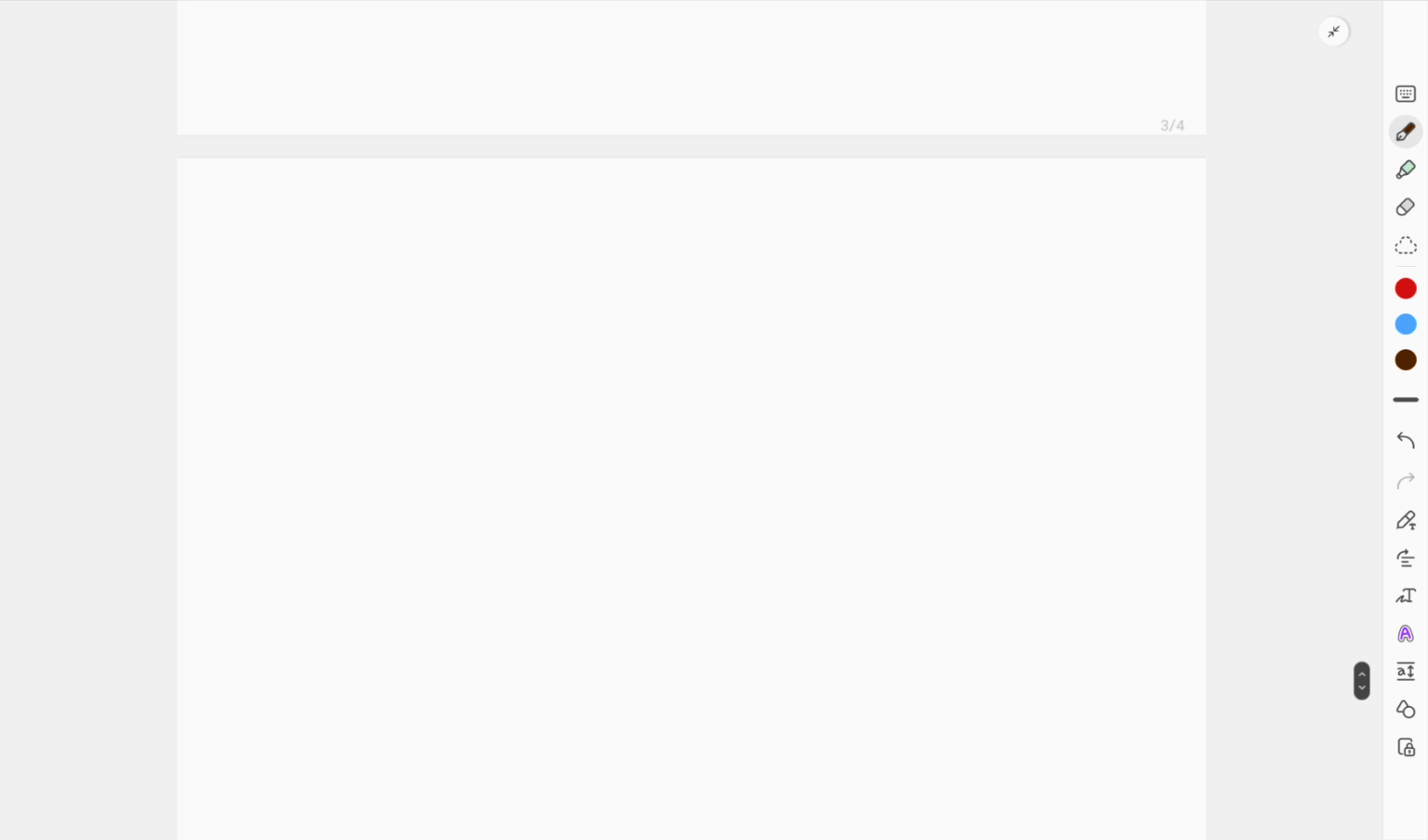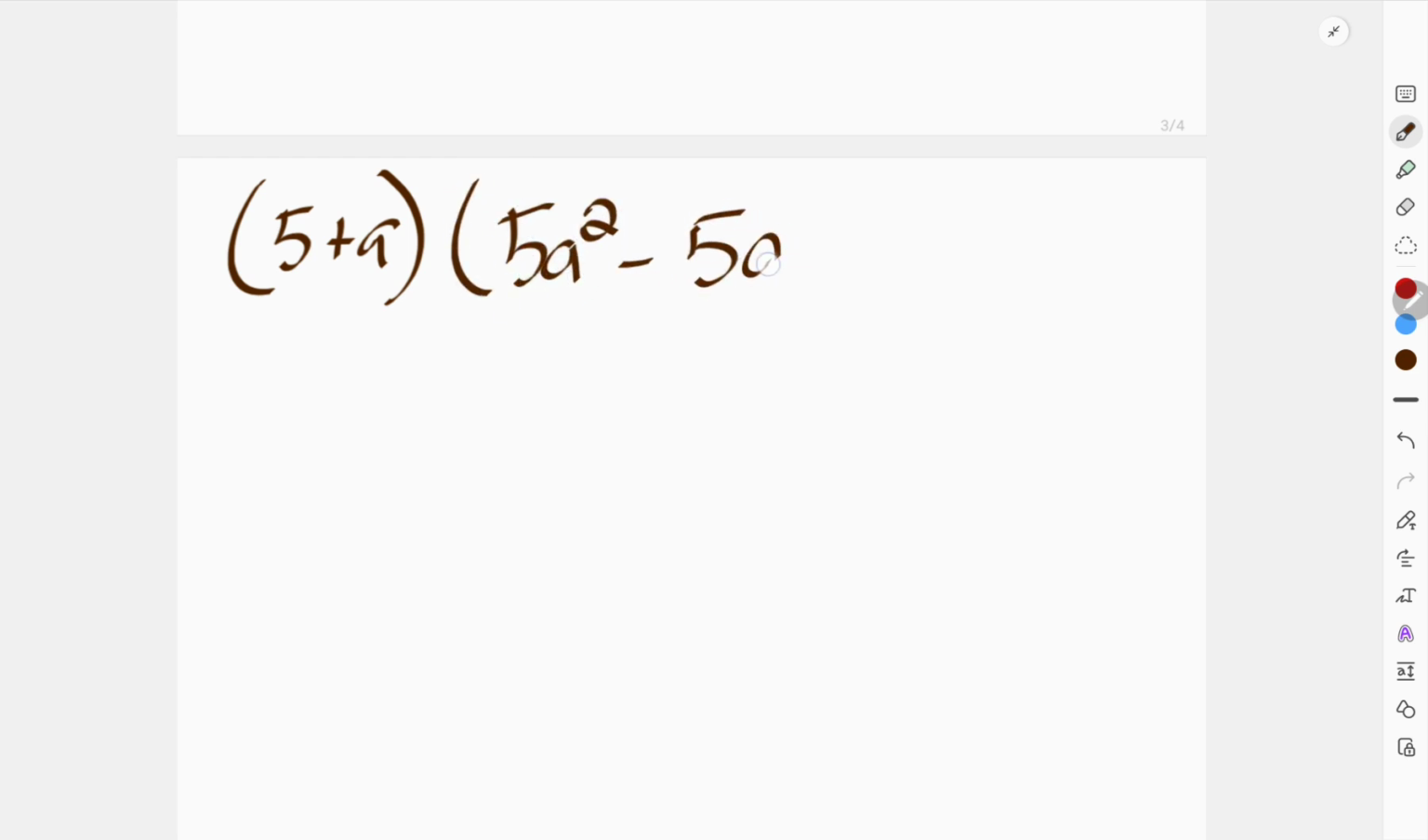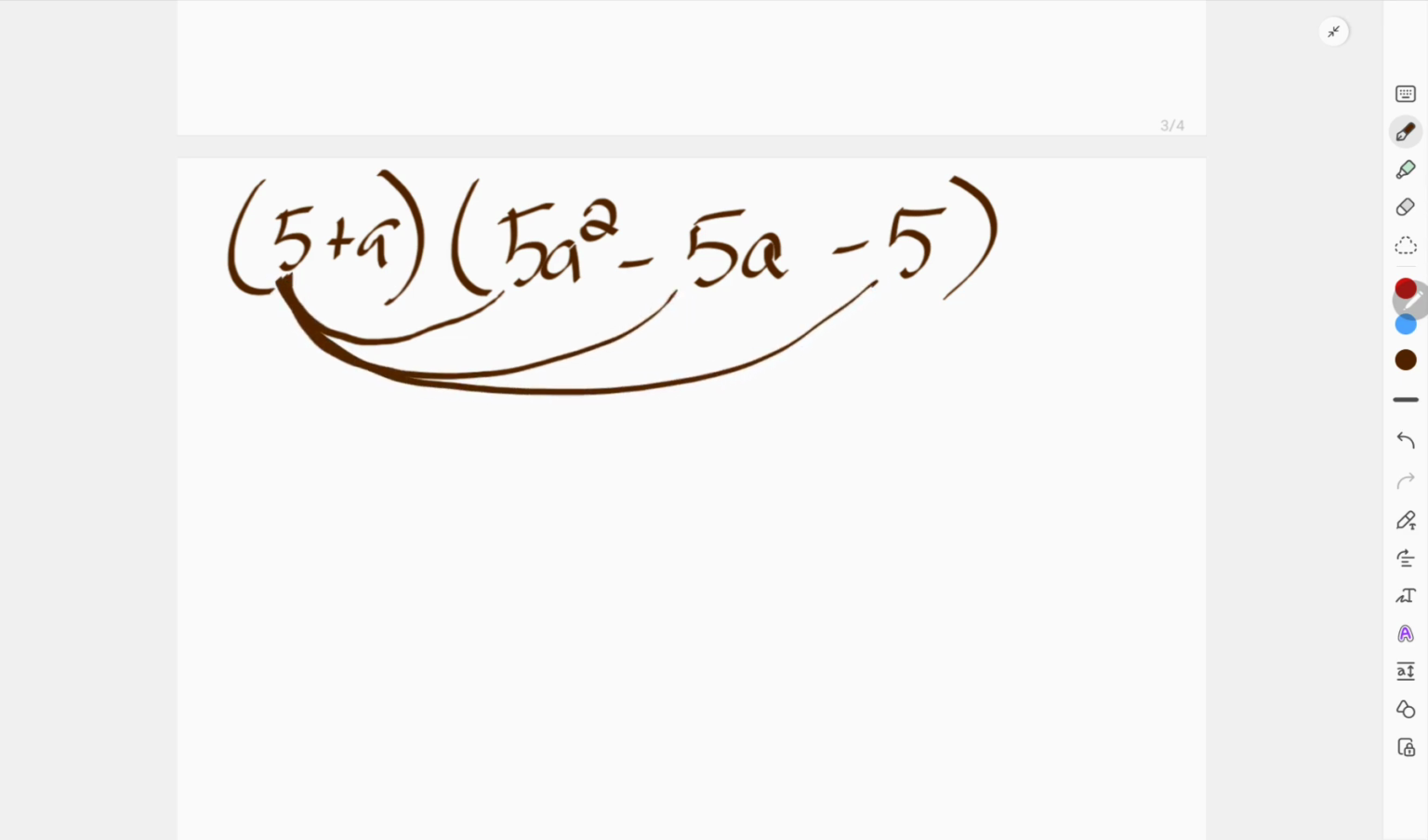Okay, we're at 9 minutes. All right, so when you're finding the product of a binomial and a trinomial, so you have 5 plus a times 5a squared minus 5a minus 5. So you're just taking this 5 and you're multiplying it by everything in here. Okay? You multiply it by everything that you see.